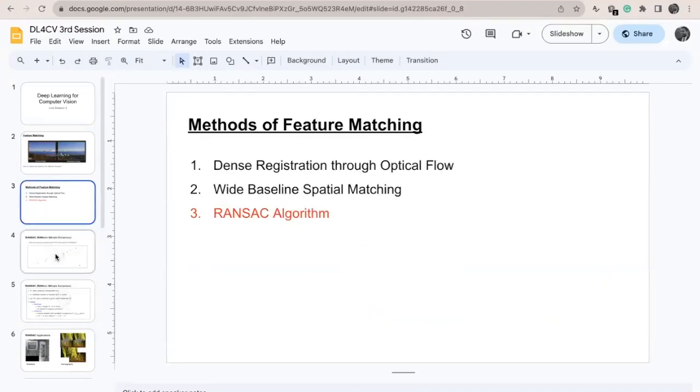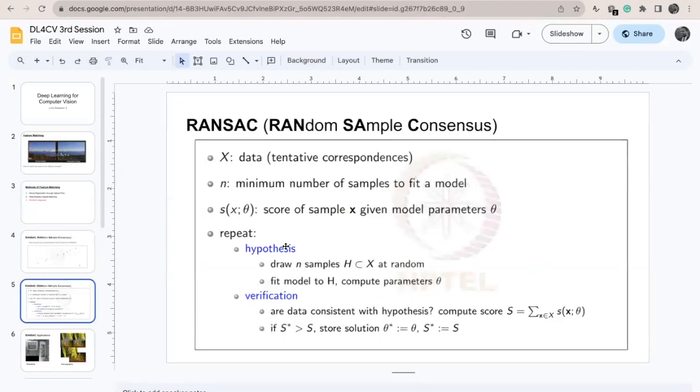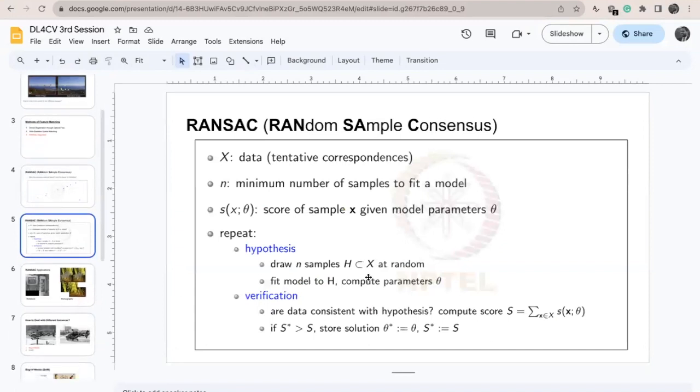So this is the RANSAC algorithm that I'm discussing. Once the score is fixed, we just need to look at this loop, a for loop, or just a loop statement. What you do is draw n samples, h belongs to X, where X is the entire data set, and fit the model h to compute the parameter theta. Let's say we just fit a random line to them.